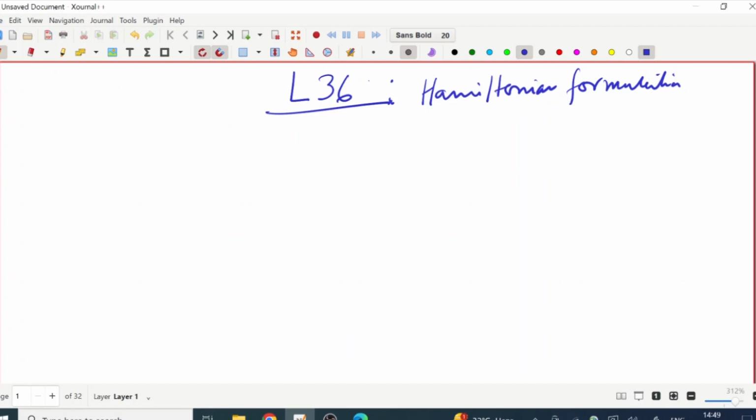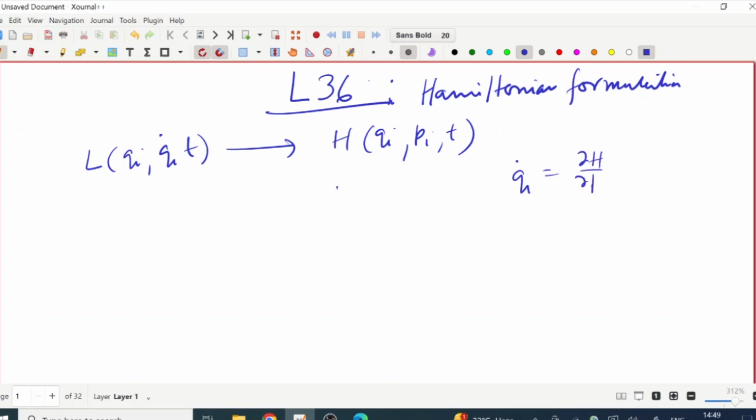So, in the last two lectures we have seen that you go from the Lagrangian, a function of qi, qi dot and t, to the Hamiltonian, a function of qi, pi and t, through the Legendre transformation, and we find that the equations of motion are qi dot equals del H del pi and minus pi dot equals del H del qi. These are the canonical equations of motion. Also, del L del t will be minus del H del t.